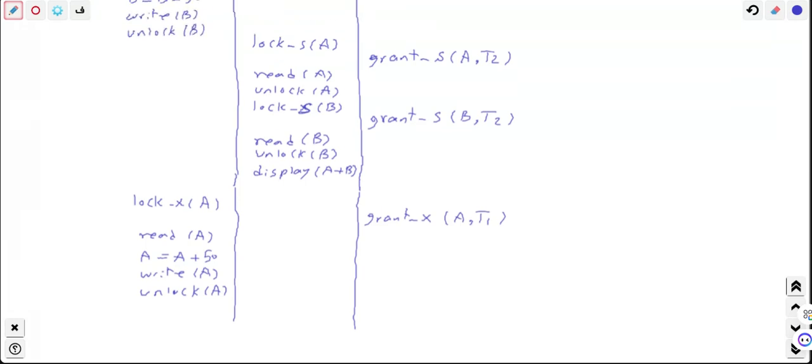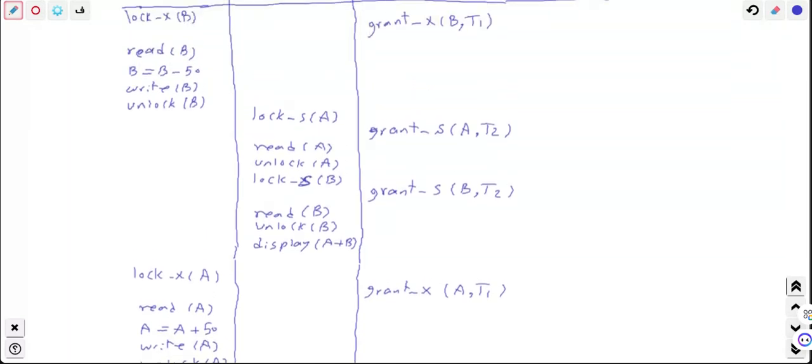The question is: if we use locking, is it enough for the consistency of the schedule or not? We have here a concurrent schedule, and the transactions use locking: shared locks for reading and exclusive locks for writing. But is locking enough to have concurrent schedules that are consistent? Let me check the consistency of this schedule.